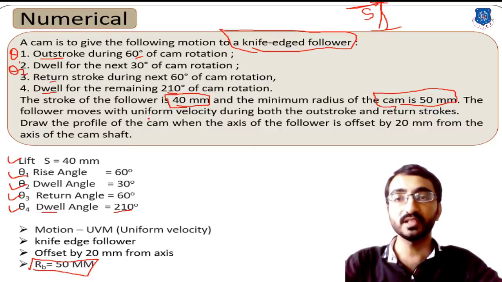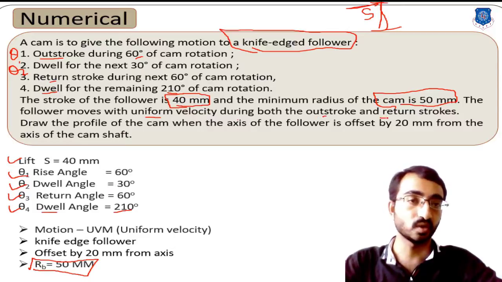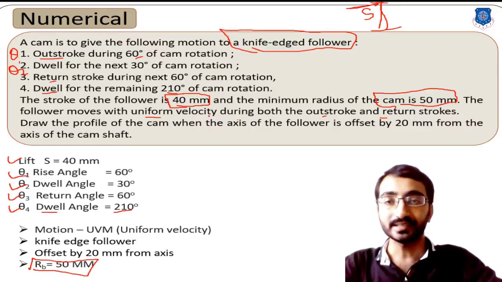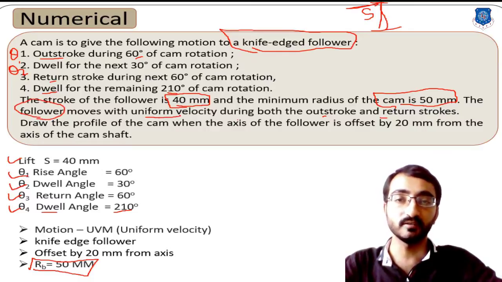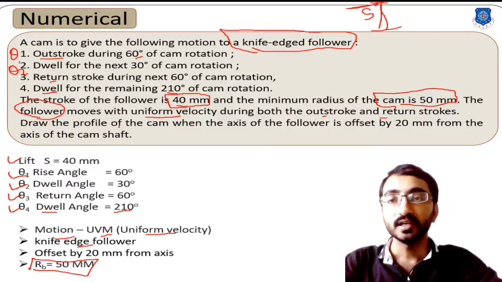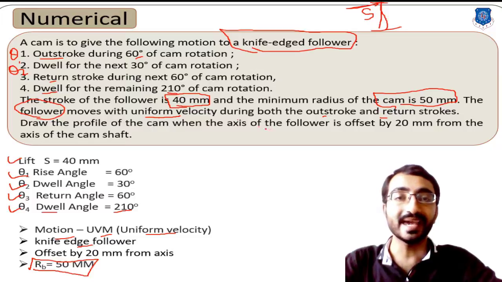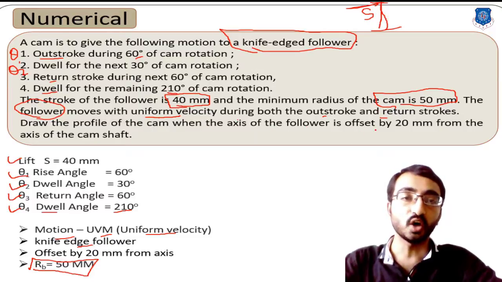The follower moves with uniform velocity during both the outstroke and return stroke. Okay, so focus over here. So the type of motion of follower is given as uniform velocity, or we can say UVM, and that is for both the cases, for the rise as well as for the return. So we can say the motion is UVM, and the type of follower is knife edge follower. So we have to draw the profile of the cam when the axis of follower is offset by 20 mm.